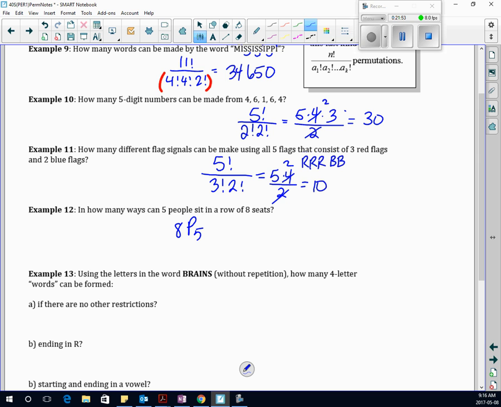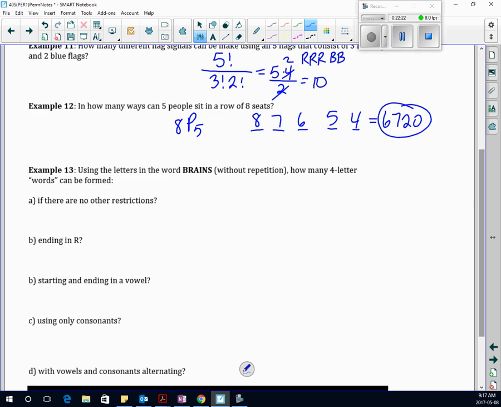But if you think about that for a second, you have 5 decisions to make, right? You have 8, 7, 6, 5, 4. Either way, we punch it in. We get 8p5, 6,720. Any questions on that one?